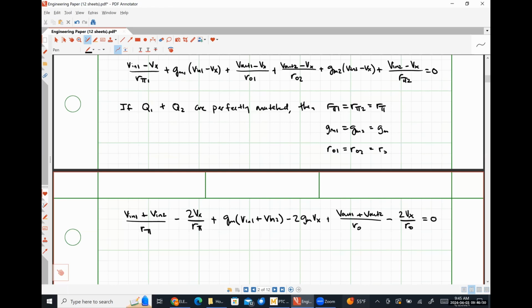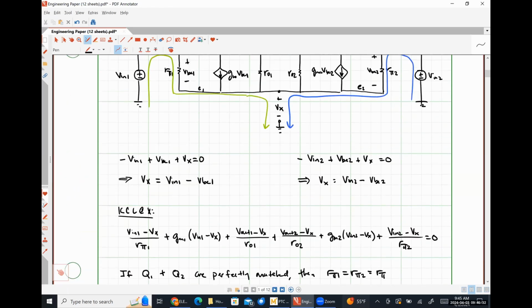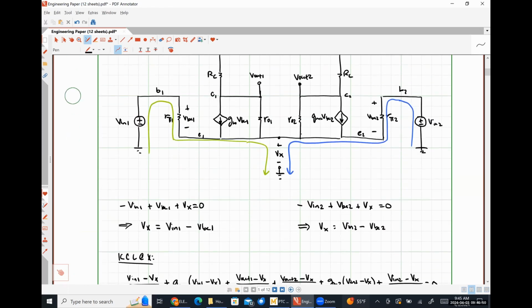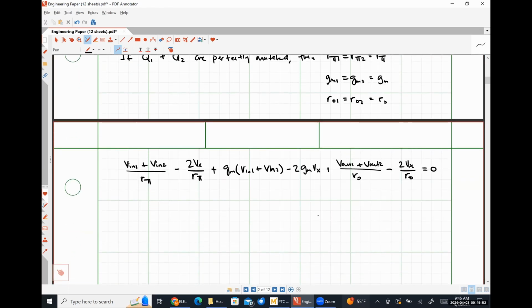All right, way up here I stated that Vn1 was half of my differential input voltage, and Vn2 was negative half of my differential input voltage. So what should Vn1 plus Vn2 equal? 0, which means everywhere we see a Vn1 plus a Vn2, that term goes away. So this goes away, and that goes away. Now we have things in terms of just Vx, Vout1 and Vout2.